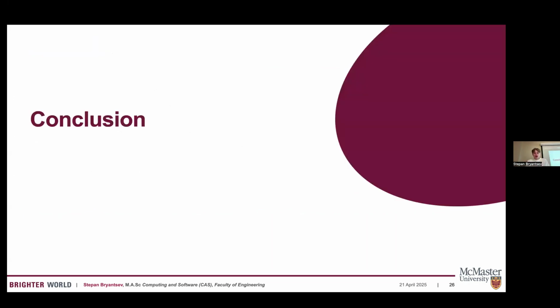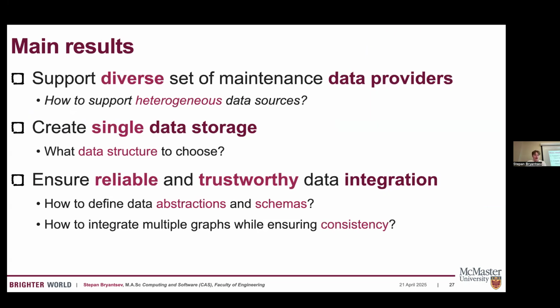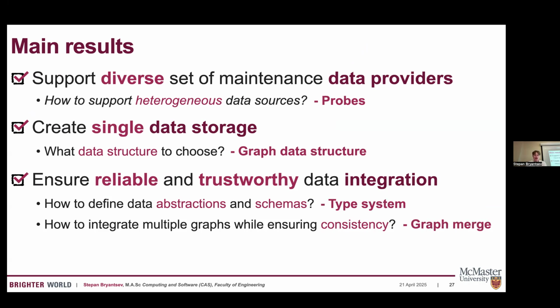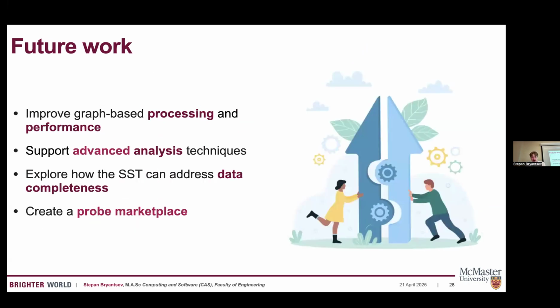So in conclusion, here is what we were able to do with the SST. We were able to support a diverse set of maintenance data providers using the concept of probes. We were able to create a single data storage using a graph data structure. We were able to ensure reliability and transparency of the data integration by having the concept of a type system and graph merge algorithm.